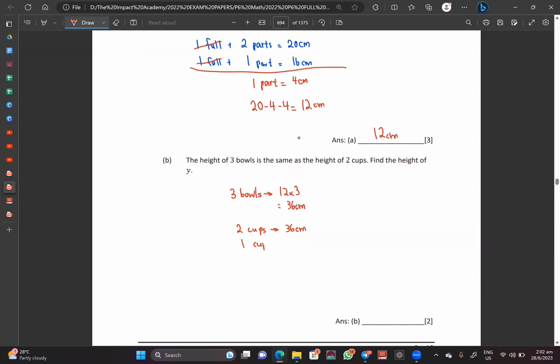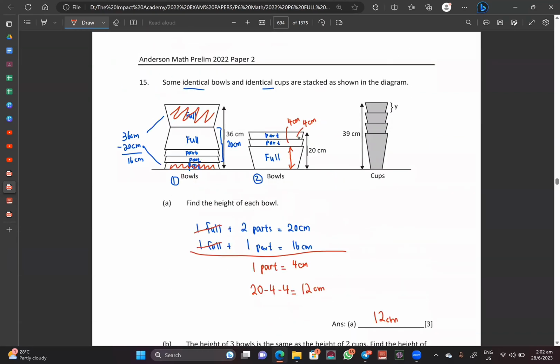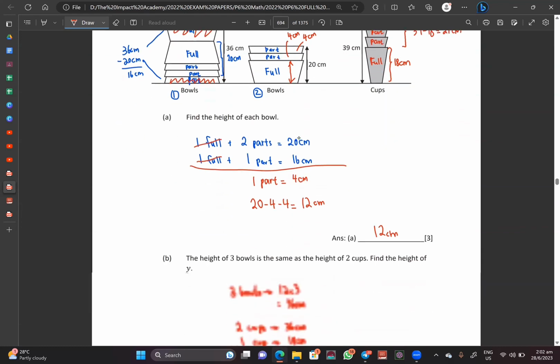So quickly, we know that one cup is equal to 18 centimeters. So go back to your diagram and reflect over here that this is equal to 18 centimeters. Once you're done with that, you can find out whatever there is over here. Same thing: this is a full cup, and then there are parts, and part, as you can see over here. So to find out what these are, you simply have to do 39 minus 18, and you will get 21 centimeters.